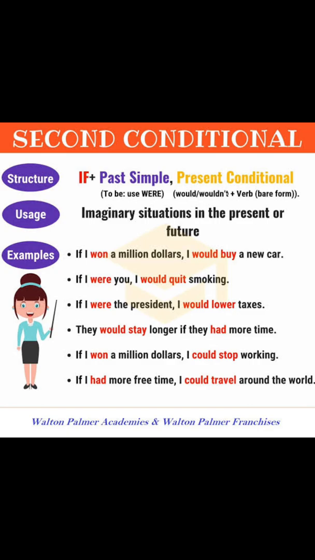The first example is: if I won $1 million, "won" is in past simple of win, I could buy a new car. It's a present conditional because we have "could," and then we have "buy" in present, right?